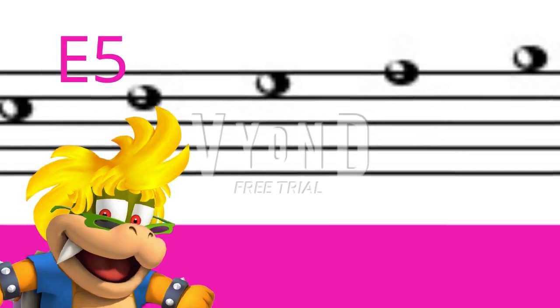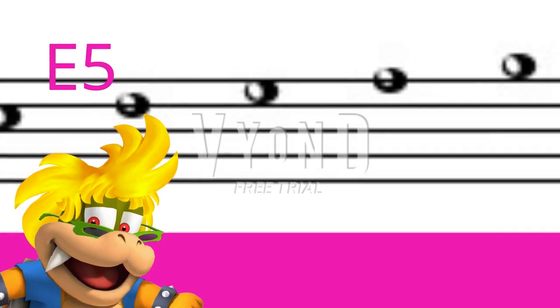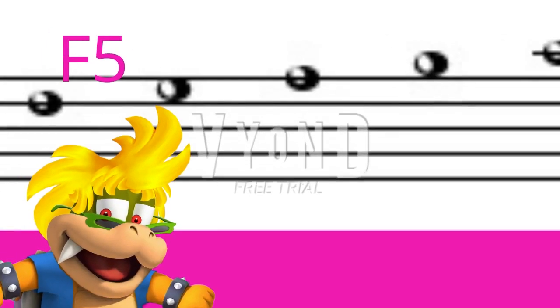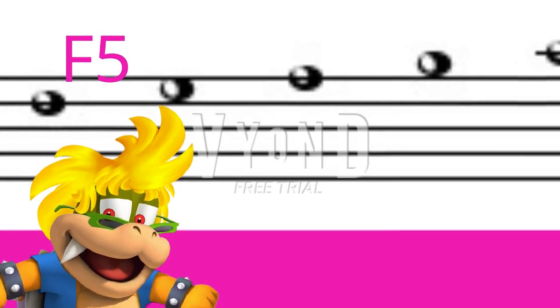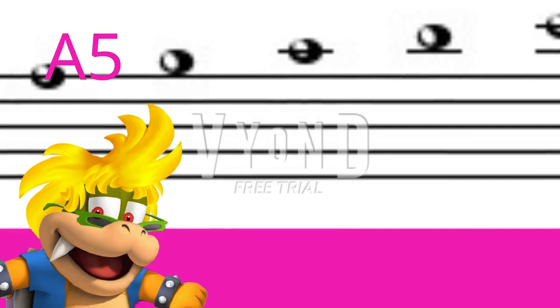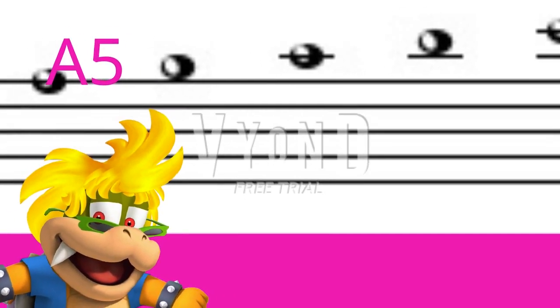D5 is on the fourth line of the treble staff. E5 is in the fourth space of the treble staff. F5 is on the fifth line of the treble staff. G5 is above 5 lines of the treble staff. A5 is on the first ledger line above the treble staff.